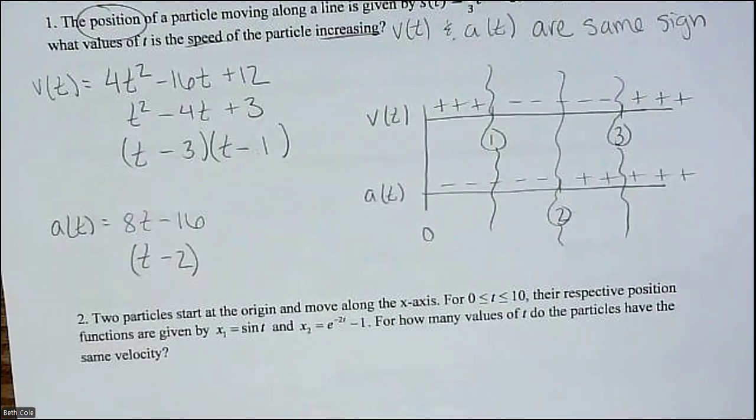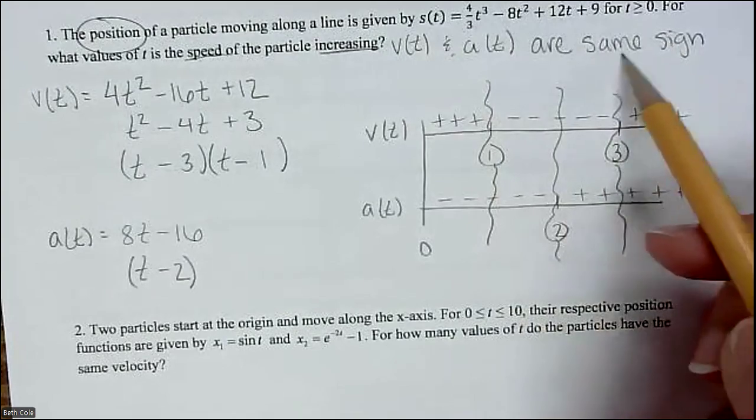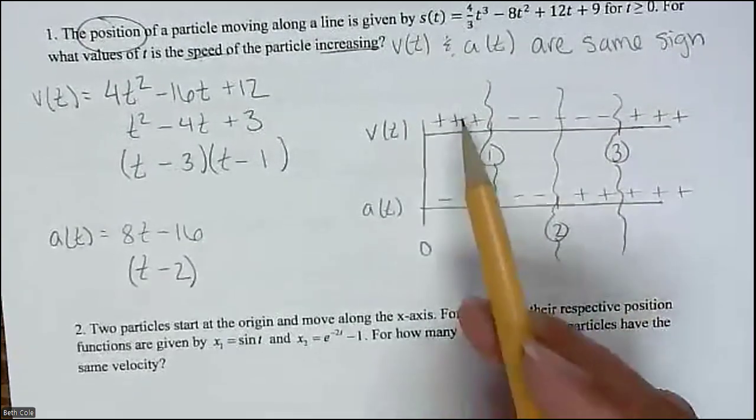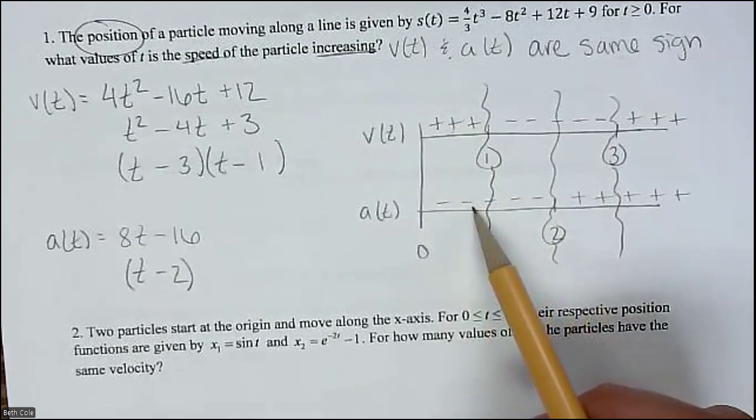And now let's not forget what we were actually doing and what the point of all this was, because I was like, what on earth are we doing? Let's call out all my pluses and minuses in here. We want where velocity and acceleration are the same sign. So let's look at the first section. Velocity is positive, acceleration is negative. Do I want that section? No.